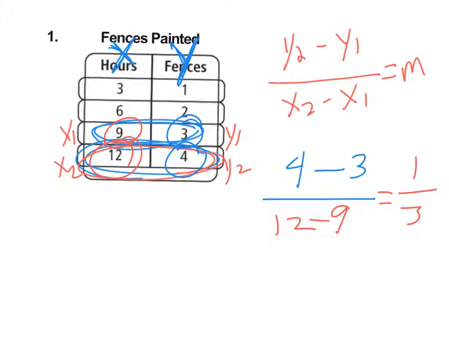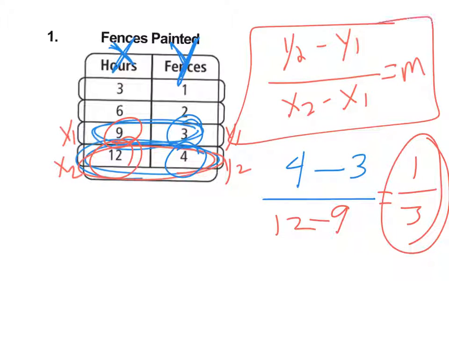The slope becomes 1/3. Now, if it wasn't 1/3, or I'm sorry, if it was something like 2/6, you'd have to reduce it, and you would still get 1/3. It doesn't matter what 2 points you pick, as long as you pick them and you keep track of where you put them in the formula. We'll do more of these.